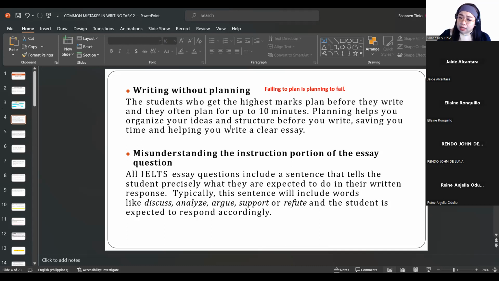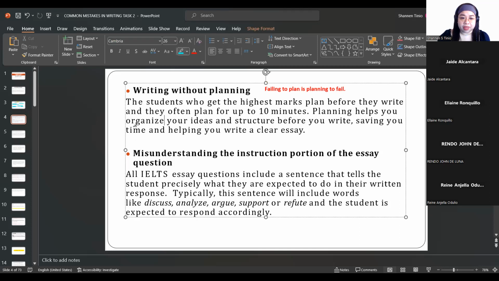Okay? However, you need to know how to manage your time. Because during the exam, there's no rewind, there's no replay button. Everything is about having the right time management. Okay, planning helps you organize your ideas. These are the benefits of planning: to organize your ideas and structure before you write, saving you time and helping you write a clear essay.